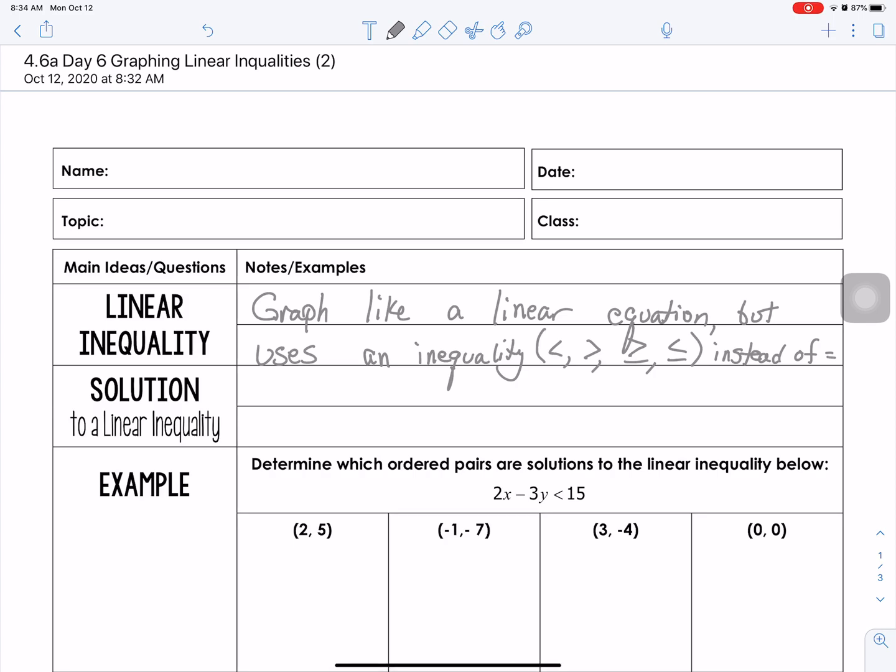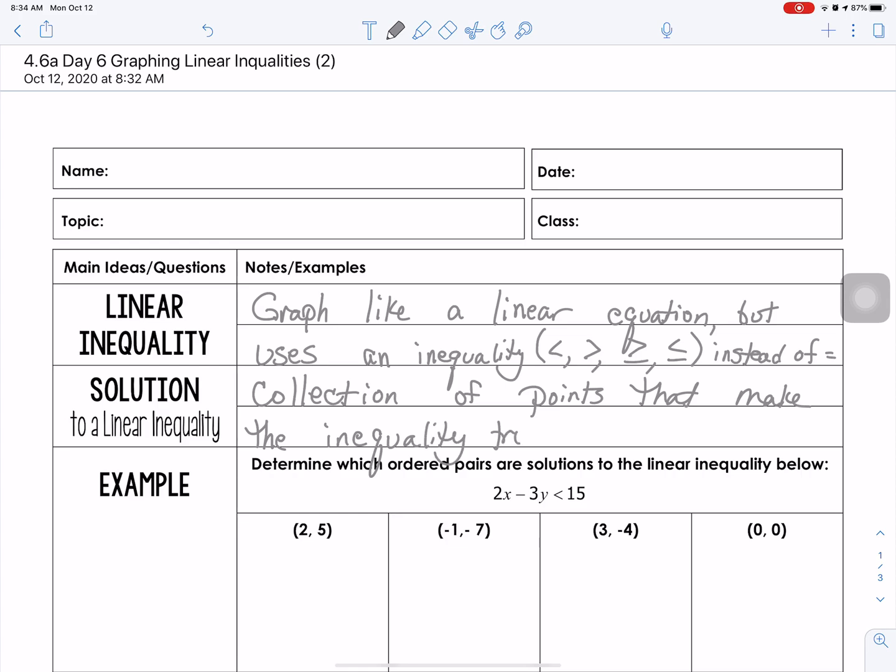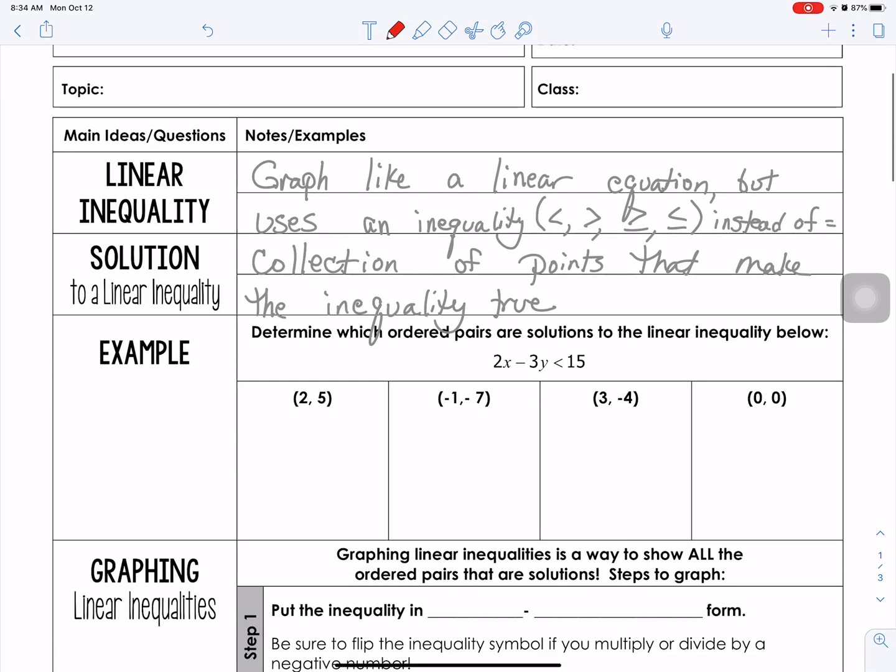A solution to an equation is one answer. A solution to a linear inequality is a collection of points that make the inequality true. So we'll have a ton of different answers that we can have with a linear inequality. So the first one, we're just going to see which ones make this true. It's by substituting our x and y into the equation.